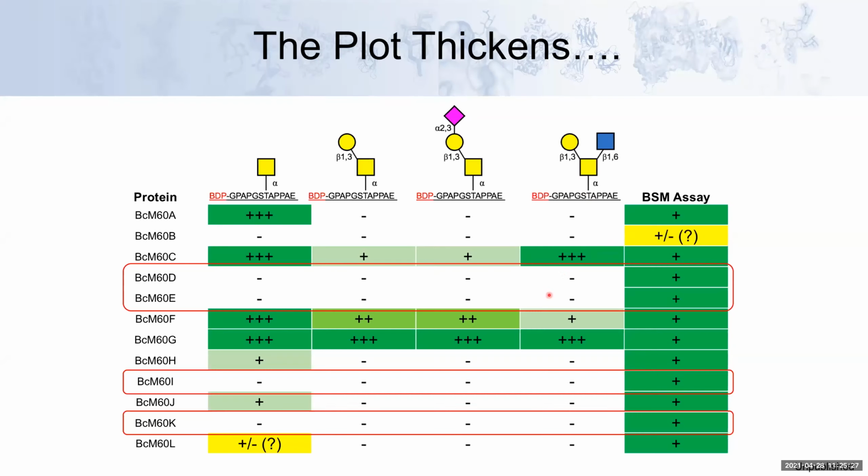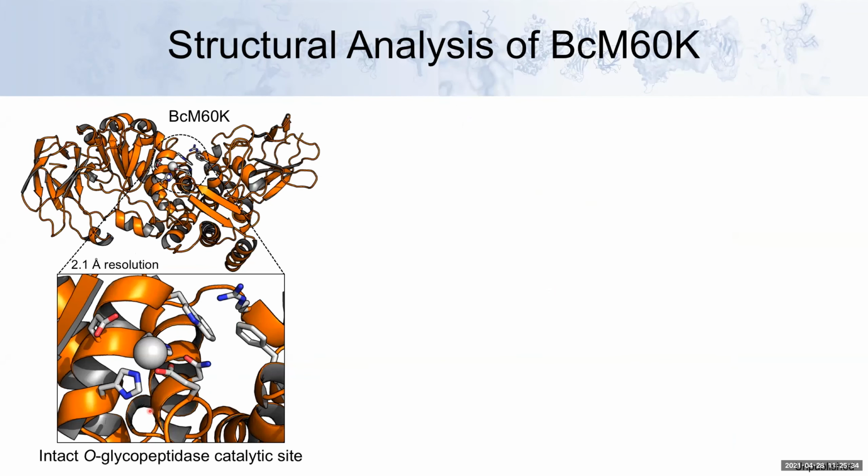And so this was actually kind of exciting at first, but some insight into this actually came with BCM60K, because we solved the structure of this relatively quickly. And it has an intact O-glycopeptidase catalytic site with a lot of the conserved residues that would recognize O-GalNAc. So check, it's definitely an O-glycopeptidase.